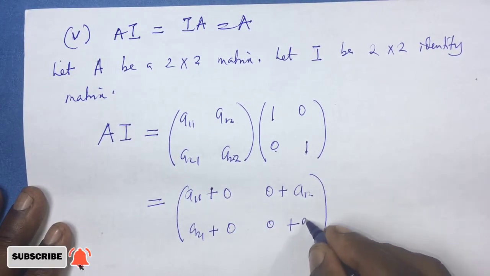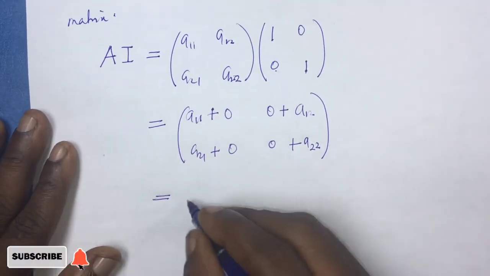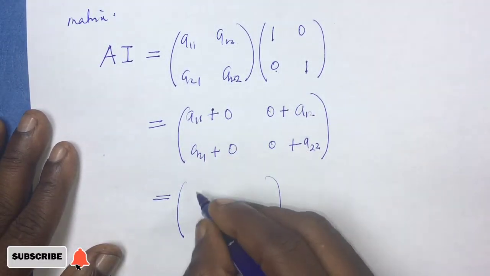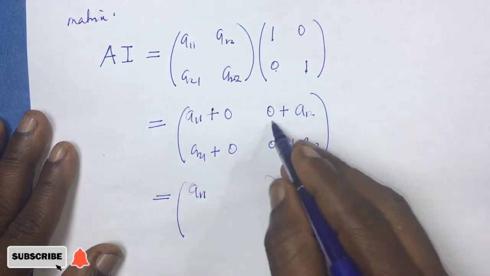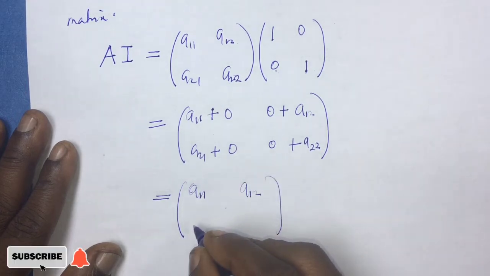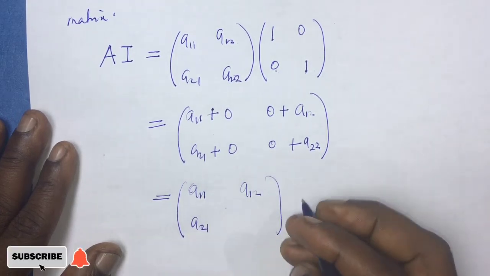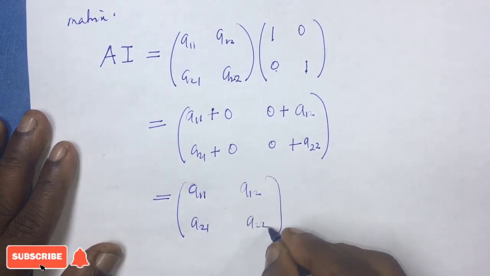And if you add these results, you are going to end up having A11 plus 0 is A11, A12 plus 0 is A12, and A21 plus 0 is A21, and finally A22 plus 0 is A22.